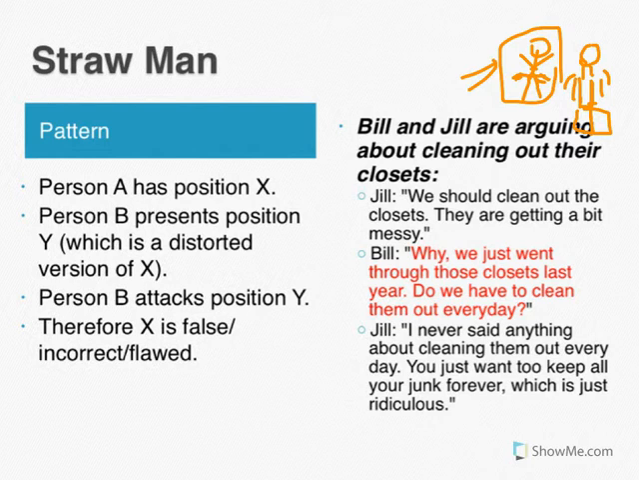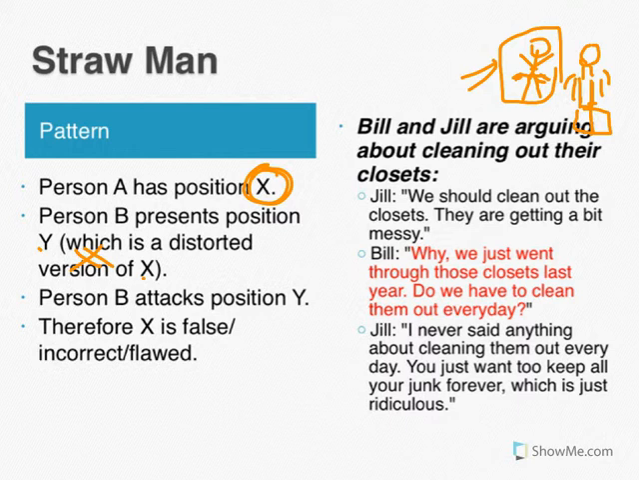A straw man essentially has this structure as well. Person A has a specific position. It's position X. Now, what person B does, the opponent, is present a position that is labeled Y. And what Y is, though, is a distorted, slightly different, changed a bit, version of this original position here. So there's some elements of position X inside of Y, but they are not one and the same.